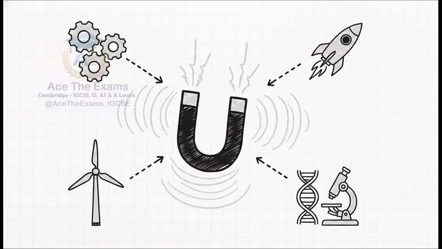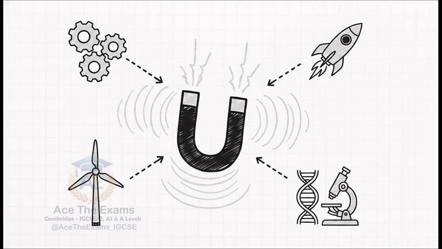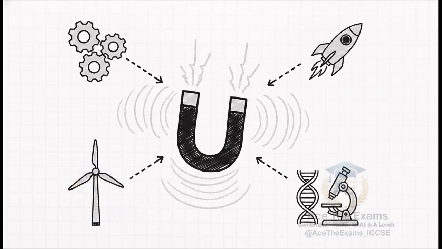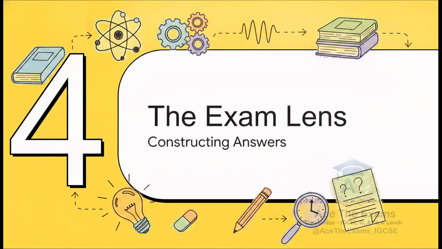If you can't link the textbook theory to one of these real-life scenes within that 60-second window, you haven't quite mastered it yet. This is how you prove to the examiner that you're not just a robot reciting a textbook. Let's bring all this theory straight to the testing room with Section 4, the exam lens.